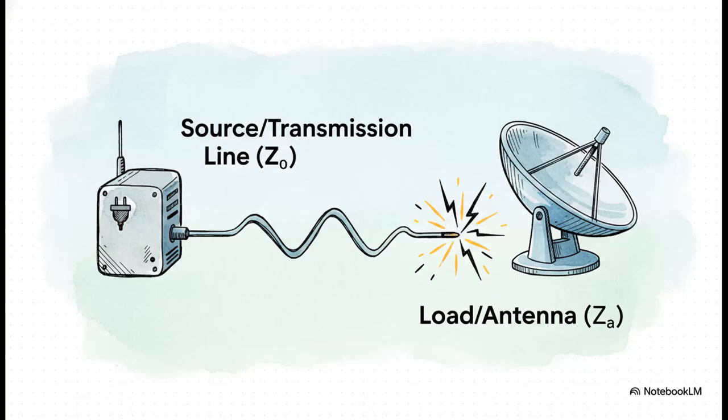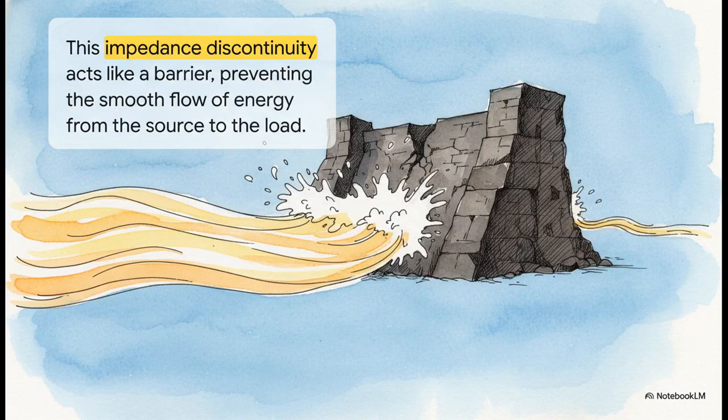Well, to put it simply, a mismatch happens when the impedance of your antenna, or what we call the load, doesn't line up with the impedance of the transmission line it's connected to. It's like the power source and the antenna are trying to have a conversation, but they're speaking completely different electrical languages. And this creates what we call an impedance discontinuity.